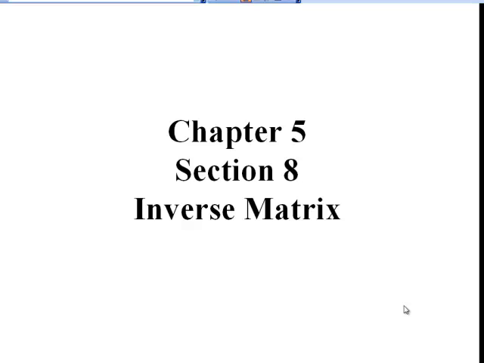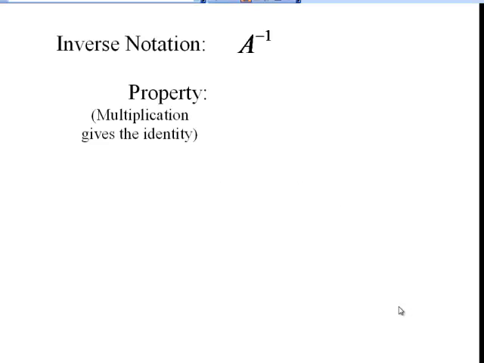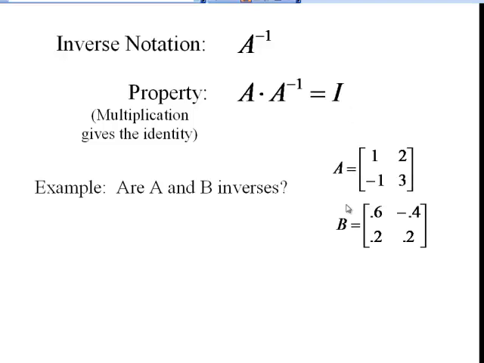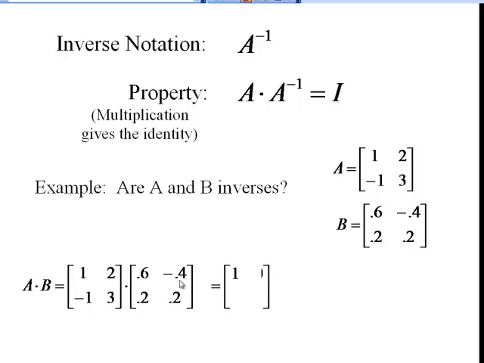Okay, section 8, inverse matrices. If you multiply two inverses, you get identity. So are these inverses? Well, if you take a, 1 times 0.6, and 2 times 0.2 makes which is 1. Negative 0.4 and positive 0.4 makes 0. Negative 0.6 and positive 0.6 makes 0. 0.4 and 0.6 makes 1. So that's the identity, so they are inverses.